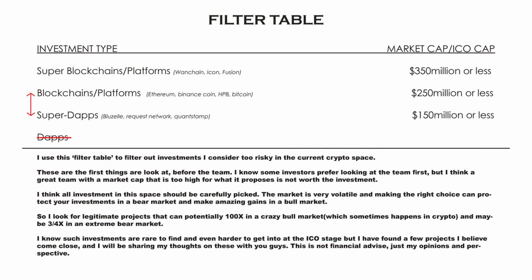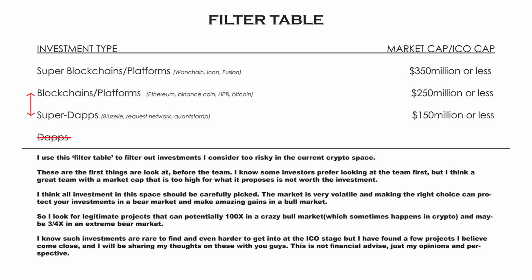If this is your first time listening to my podcast or watching my videos, I have a filter table. You can go on my website and take a look at the filter table, but it should be shown on the screen right now. I just use the filter table to filter out investments that I consider too risky. If it's a certain type of project and it has a market cap that I consider too high, I tend not to invest in it, because obviously, the higher the market cap goes, the higher the downside as well. So I just use this to mitigate risk.